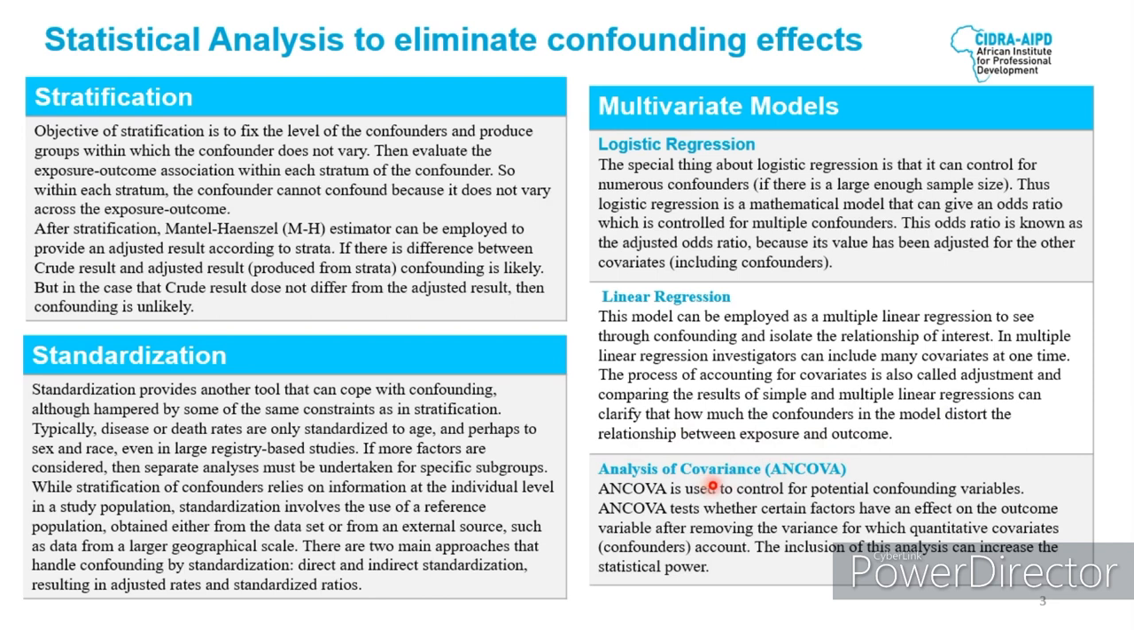Now, analysis of covariance or ANCOVA. ANCOVA is used to control for potential confounding variables. ANCOVA tests whether certain factors have an effect on the outcome variable after removing the variance for which quantitative covariates or confounders account. The inclusion of this analysis can increase the statistical power.